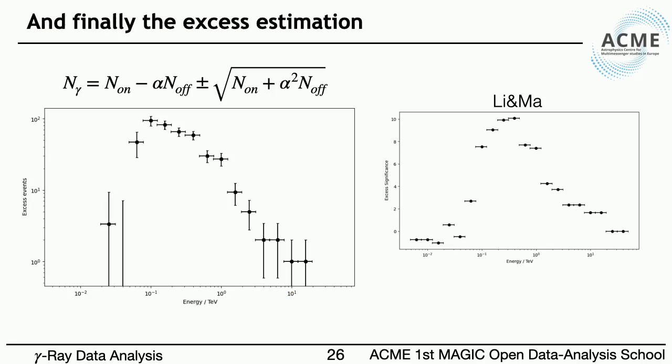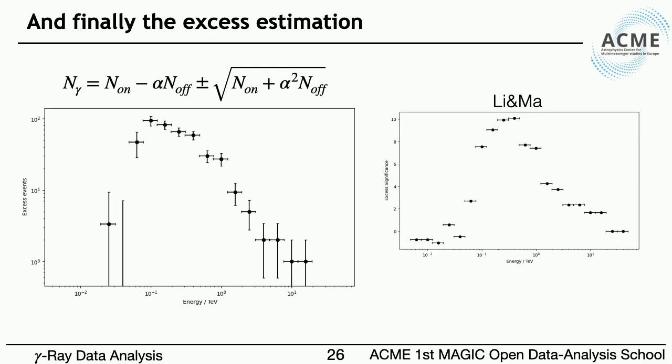Okay, and finally here we can summarize what I showed you so far. Here in the x-axis we have the energy, in the y-axis instead we have the excess events for each energy bin, where the estimation is done, as I showed you before, by performing the difference between the on and off counts, plus minus the square root of n on plus alpha squared n off. And this will be the evolution in energy of the excess.